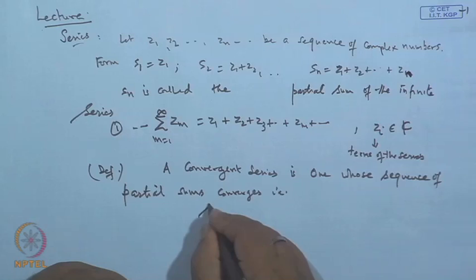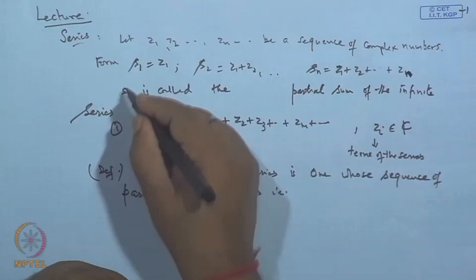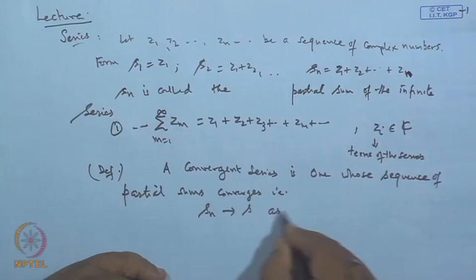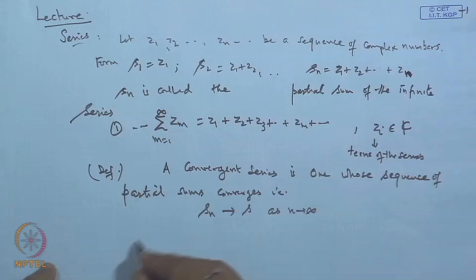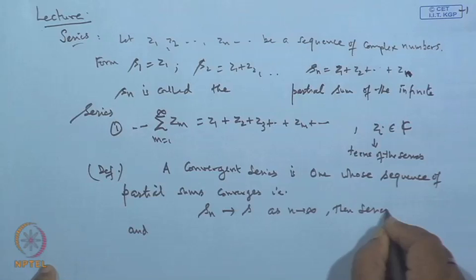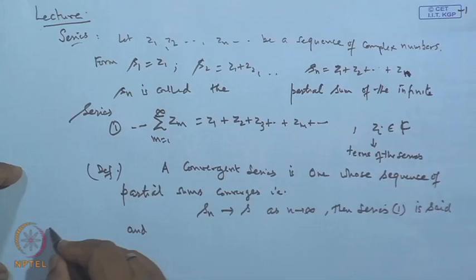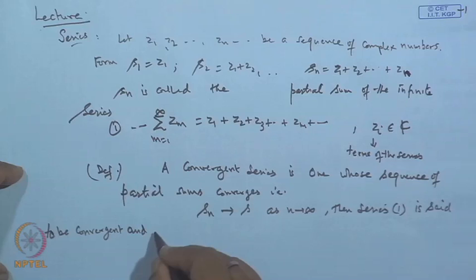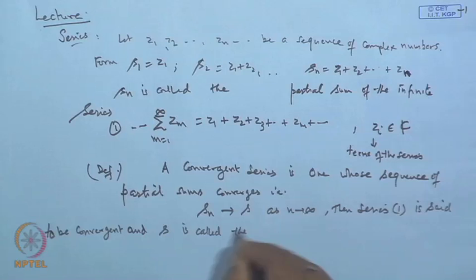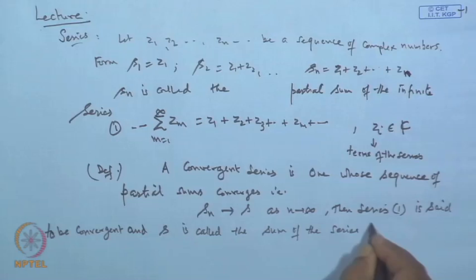That is, the sequence Sn which we are getting as a sequence of partial sums. Okay. So, this sequence Sn, if it goes to S as n tends to infinity, then we say the series 1 is convergent, and S is called the sum of the series. This is what we got.